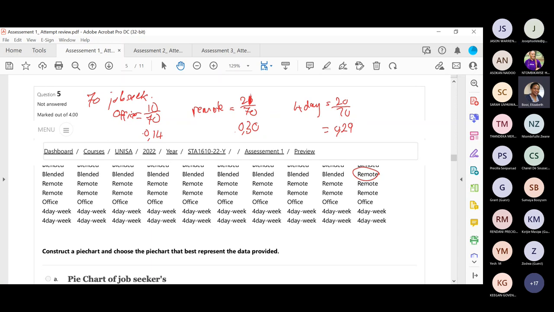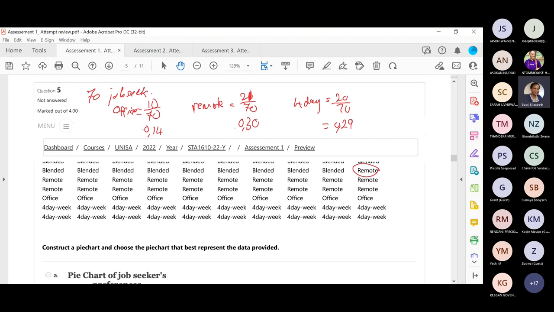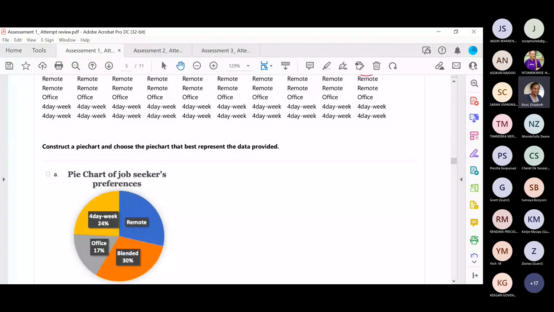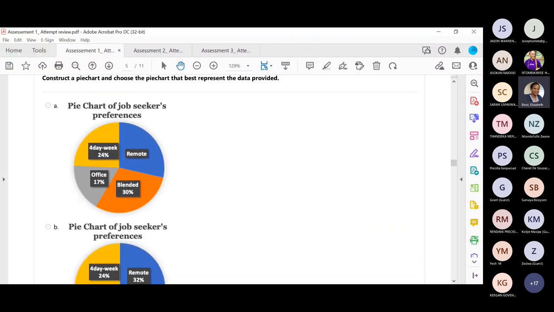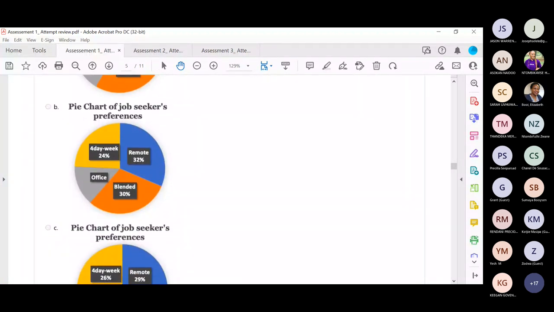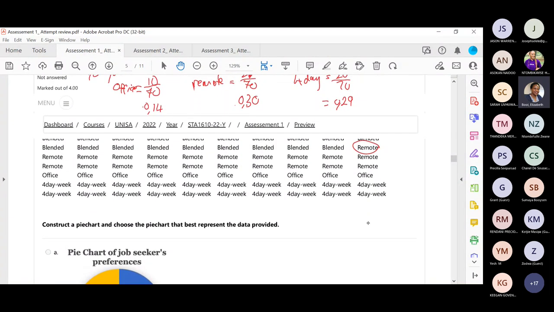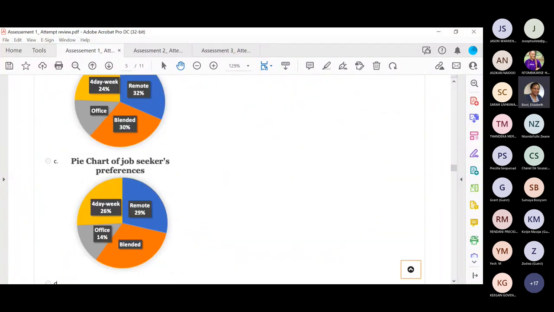So we have office, remote and 4 day, the blended one. So we can look at this. We're looking for office, 14%. So this one says 17%. This one, they didn't have a value there. Remote is 30. That one says 32. So it cannot be.